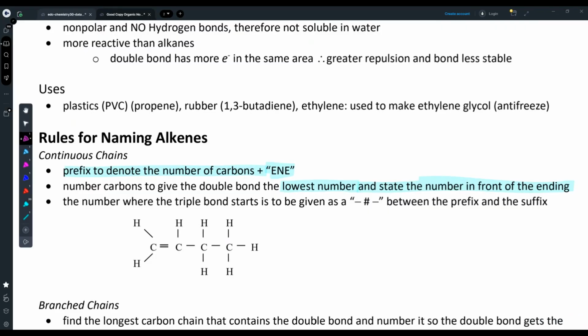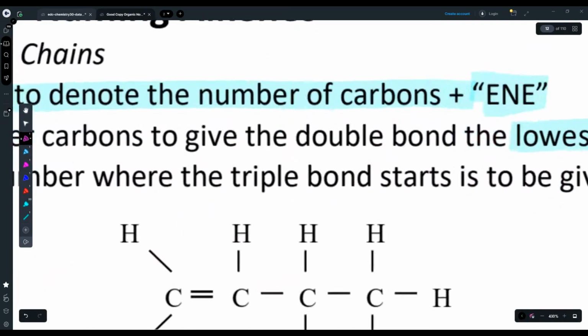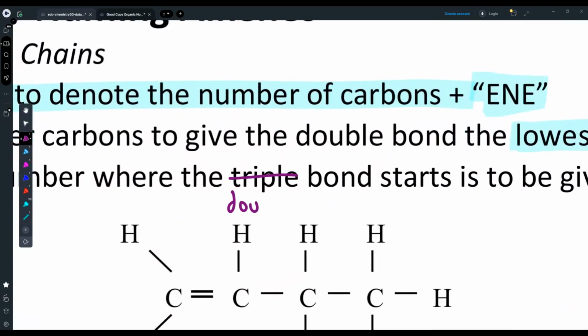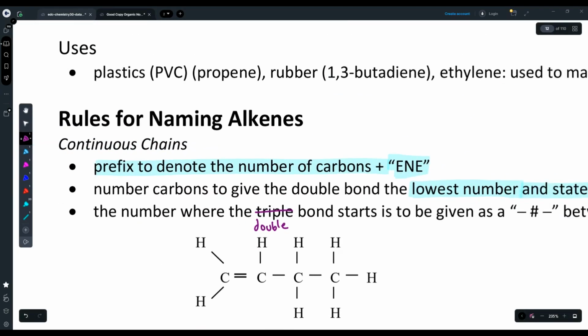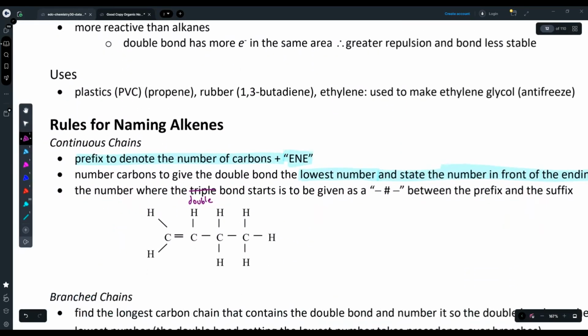The number where the double bond starts is to be given as a dash, number, and then dash. The reason being is because dashes separate letters and numbers.